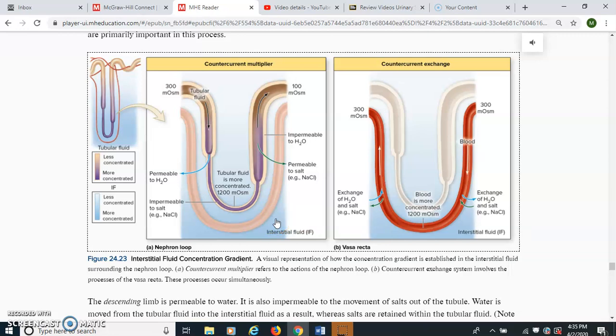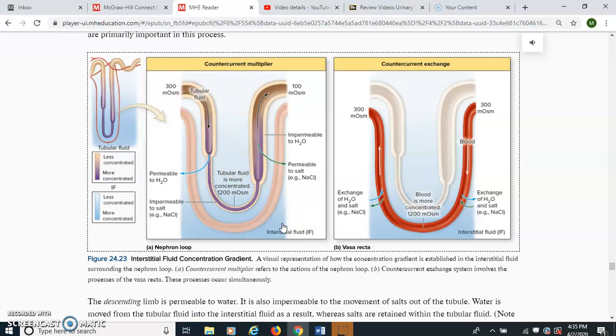They're showing the interstitial fluid just around the loop of Henle, but realize that'll be all the interstitial fluid in the cortex and the medulla of our kidneys. They're mainly showing the loop of Henle because that's what's establishing this concentration gradient. The concentration gradient is low concentration here and higher concentration here in the medulla area.